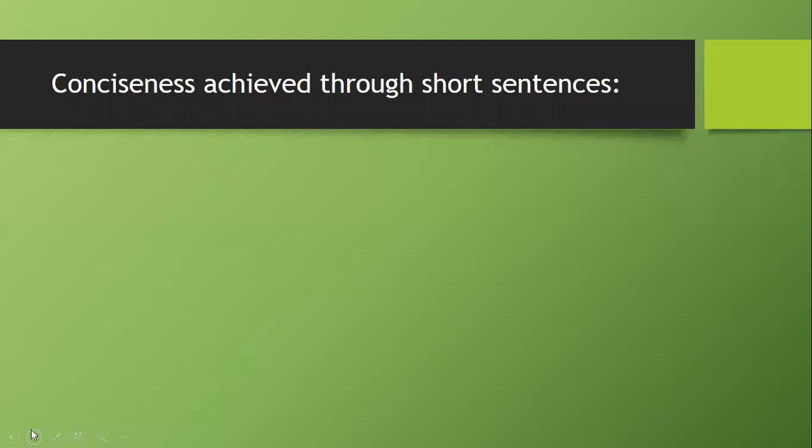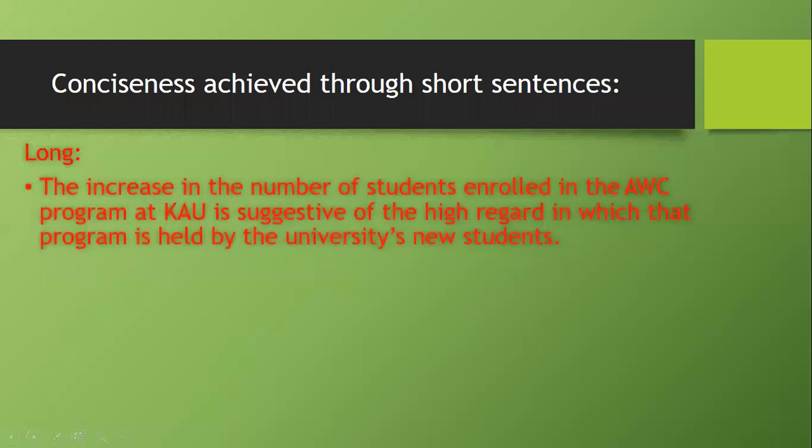Conciseness achieved through short sentences. Very important thing, to be concise. A long sentence, if we look at this sentence: the increase in the number of students enrolled in the AWC, the Academic Writing Center program at King Abdulaziz University is suggestive of the high regard in which that program is held by the university's new students. Out of breath after reading it, right? But it's quite clear. It's a clear sentence.